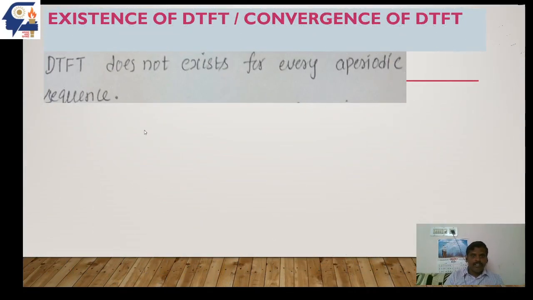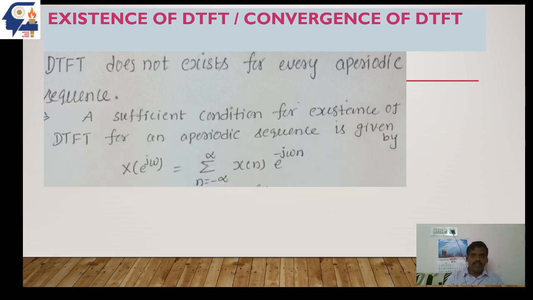Now we'll see what are the conditions, or what is the convergence, of a DTFT. For example, if you want to apply DTFT for some sequence, then what is the condition? This condition is a sufficient condition but not necessary. So the sufficient condition for existence of DTFT for an aperiodic sequence is given by, I am going to give a small derivation part. I am taking DTFT of x of n is equal to X of e power j omega, that equal to summation n equal to minus infinity to plus infinity x of n e power minus j omega n.